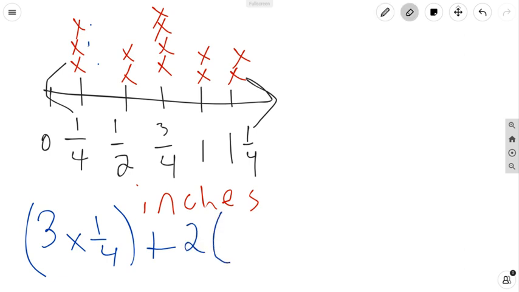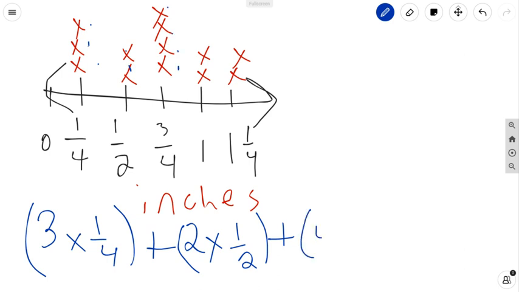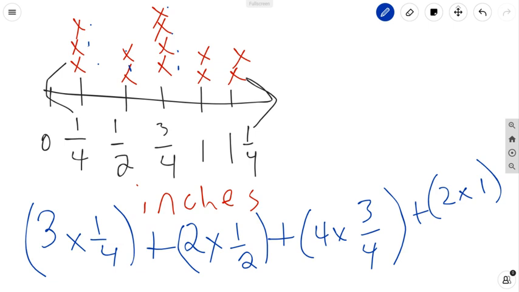The next one would be 2 times 1/2, plus, because there are 1, 2, 3, 4 above 3/4, 4 times 3/4 plus 2 times 1, and then the last one, plus, I'll just draw that at the bottom, would be 2 times 1 and 1/4. Okay, and that would be an algebraic equation to find the total.